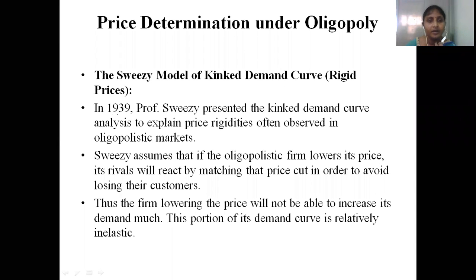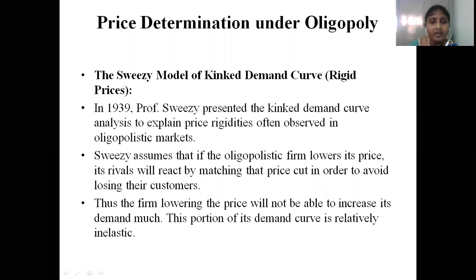In 1939, Professor Sweezy presented this kinked demand curve analysis to explain the price rigidity often observed in oligopolistic markets. Whenever a particular market is an oligopoly market, how does the price rigidity happen, and how are we going to determine the price of the product? So he studied this price rigidity and gave an explanation in 1939. We show the curve as a kinked demand curve. Kink means we have some bend in the demand curve. So some sloping comes in that curve. That's why it is called kinked.